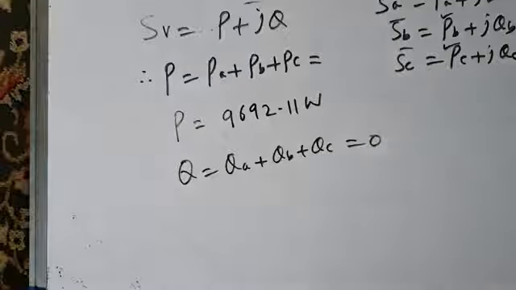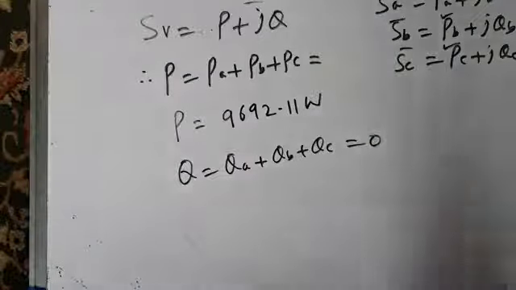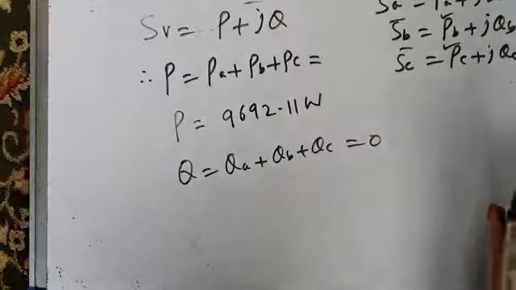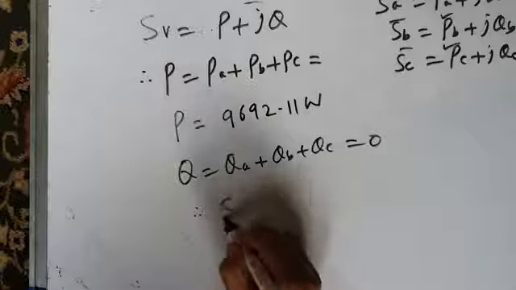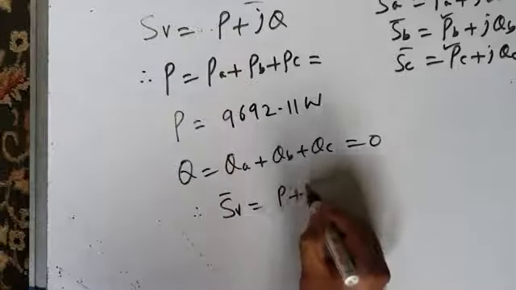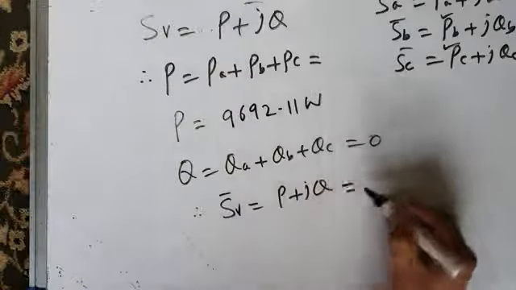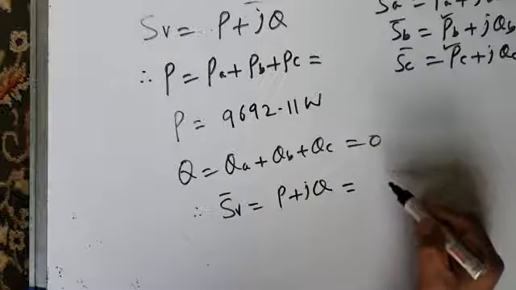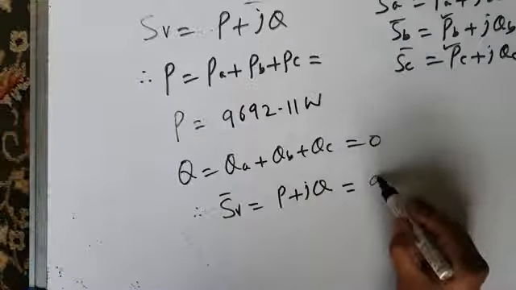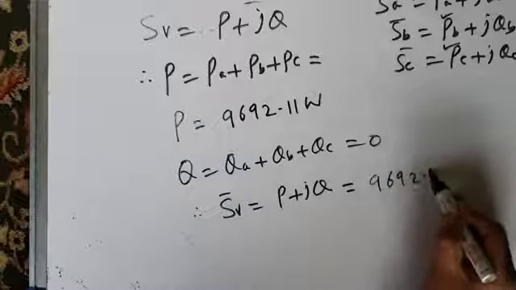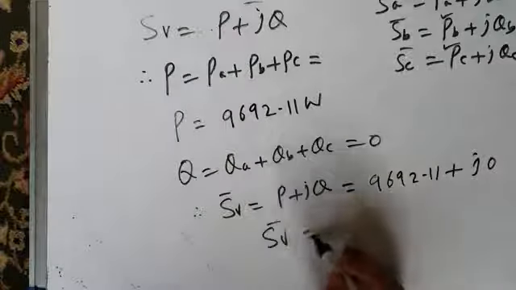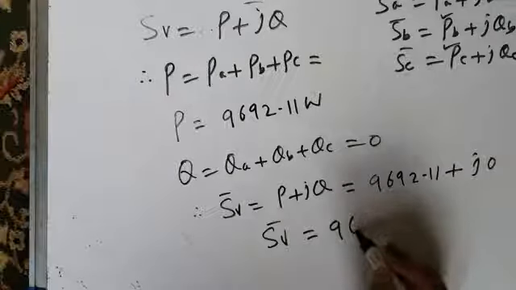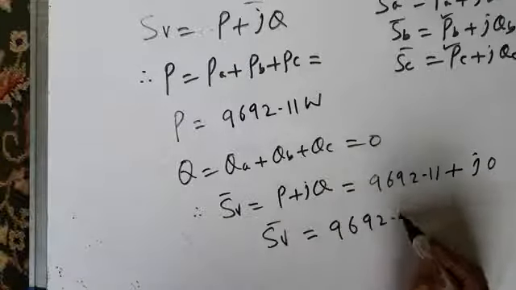And if you calculate the total reactive power, that is QA plus QB plus QC, that will be equal to 0. That has to be 0 because we have a purely resistive circuit. All the three phases, although unbalanced, have resistances, no reactances. So what is the vector apparent power? It is P plus jQ. P is 9692.11 plus j0. So this is your vector apparent power, 9692.11 volt ampere.